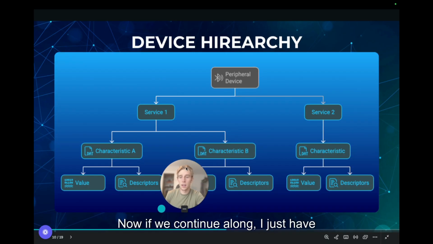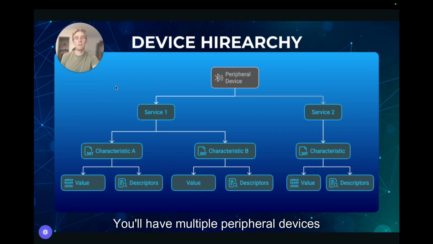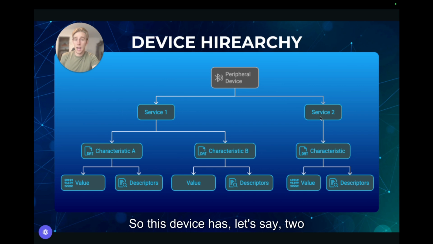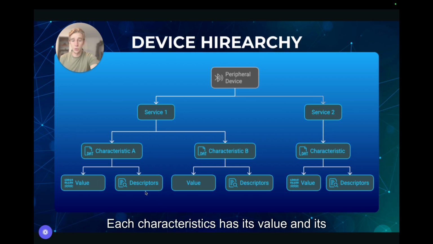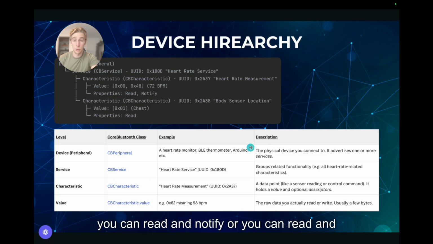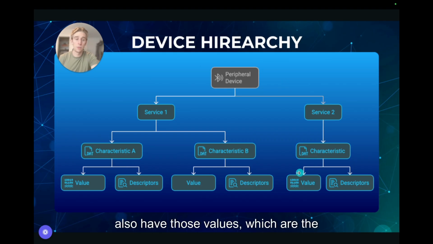Now, if we continue along, I just have an alternate kind of visual of how this works. You'll have multiple peripheral devices that you can connect to. Once you connect to one, you can then look through its services. So this device has, let's say, 2 services. Each service is going to have its own characteristics. Each characteristic has its value and its descriptor, such as those properties that we saw before, saying, oh, you can read, or you can read and notify, or you can read and write, or maybe you can only write to it. And then those characteristics also have those values, which are the values that you're actually going to want to access and use in your app.